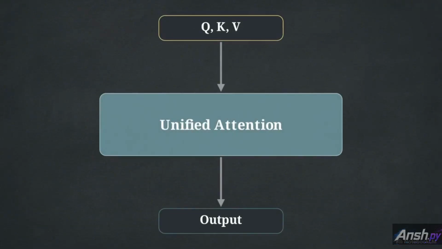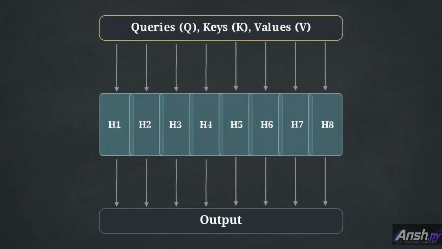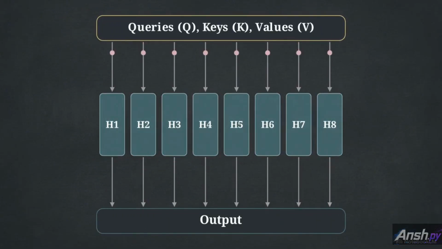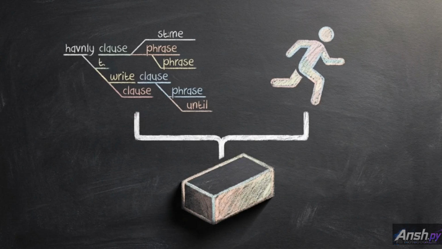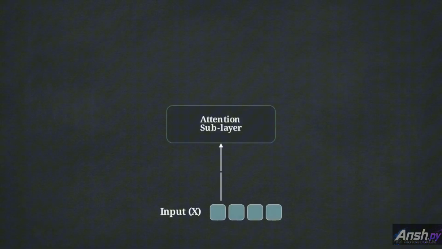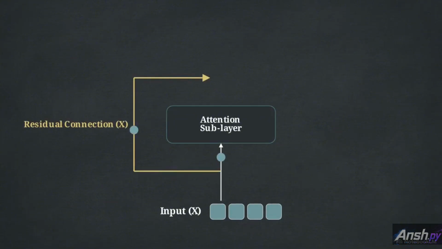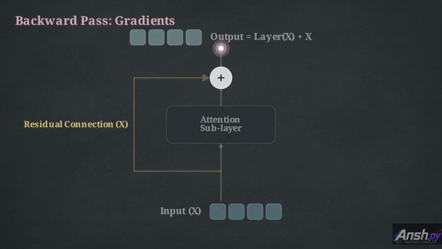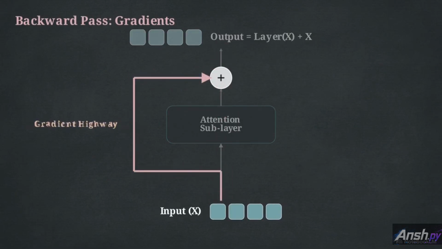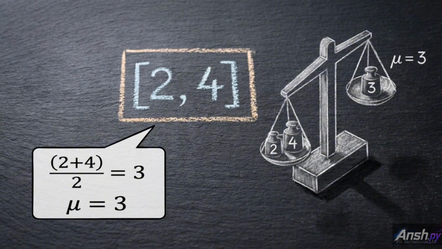Rather than running this attention process once, the model splits the calculation into several smaller parallel chunks known as heads. This allows one head to track grammar, while another simultaneously tracks character actions, before concatenating everything back into a single vector. After attention, we hit a residual connection. The original input vector is added straight back into the attention output, creating an uninterrupted highway for gradients to flow backward during training. Then we apply layer normalization.